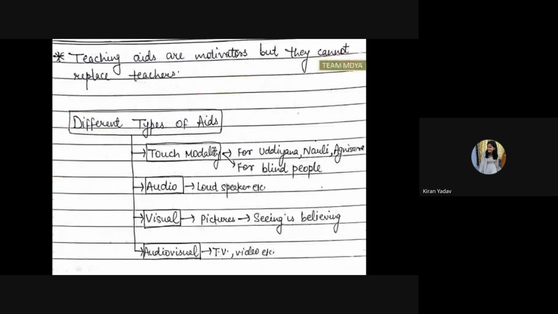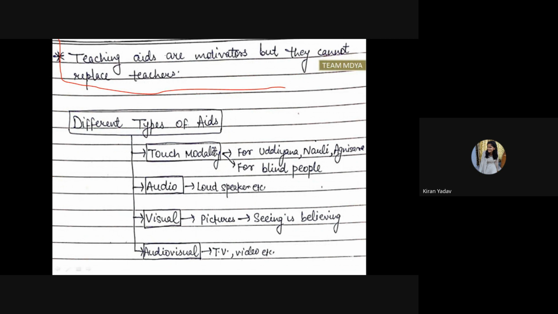Next, teaching aids are motivators. Very important point. Teaching aids are motivators, but they cannot replace teachers. Why they cannot replace the teacher? Because they cannot replace the human connection, emotional support and guidance, interaction and understanding that a teacher provides.